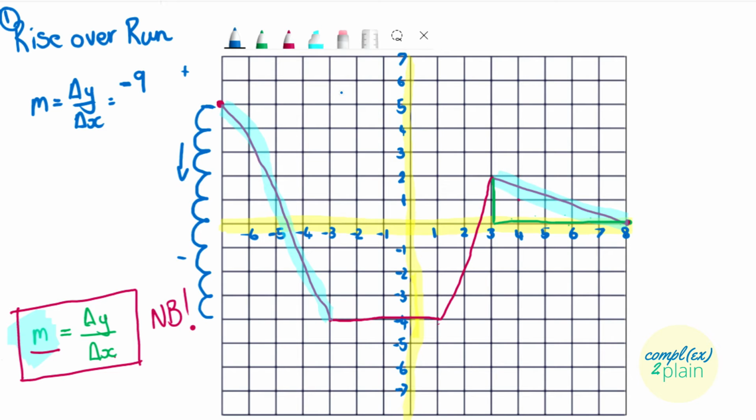Then for my x, I start over here where I stopped with y, and I go towards the point where the line that I'm busy calculating stops. So I'm going to count 1, 2, 3, 4. And because it's moving to the right and the x-axis goes from negative to positive, I'm going to say that's a positive 4. So my gradient for that part of my journey would be minus 9 over 4.